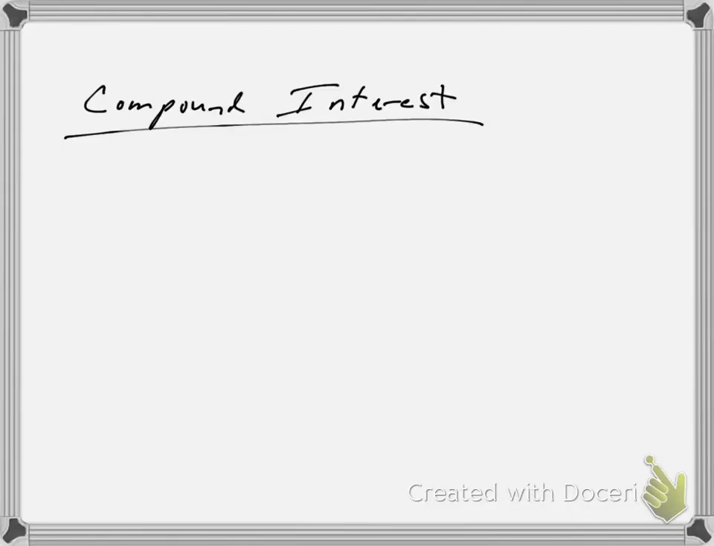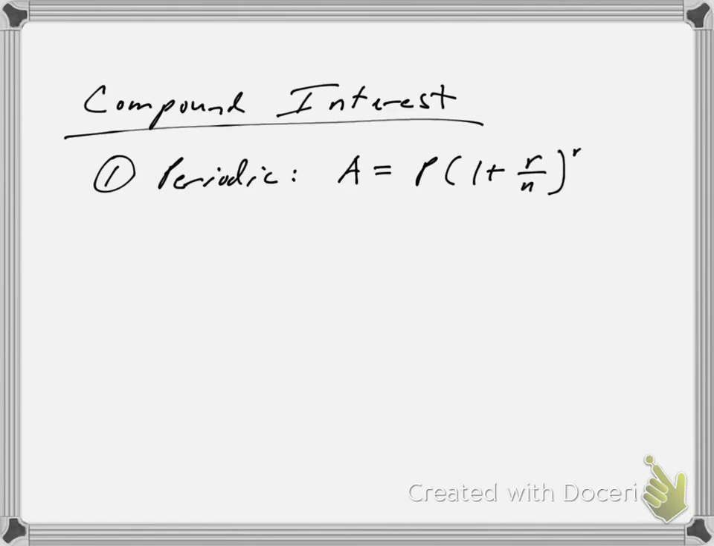All right, now we're going to look at compound interest, and I'm going to give you a couple formulas, okay? There's two different types of compound interest we're going to look at. Number one is called periodic compounding, where A is equal to P times (1 plus R over N) to the NT power. That looks really terrifying. It's not actually too bad.